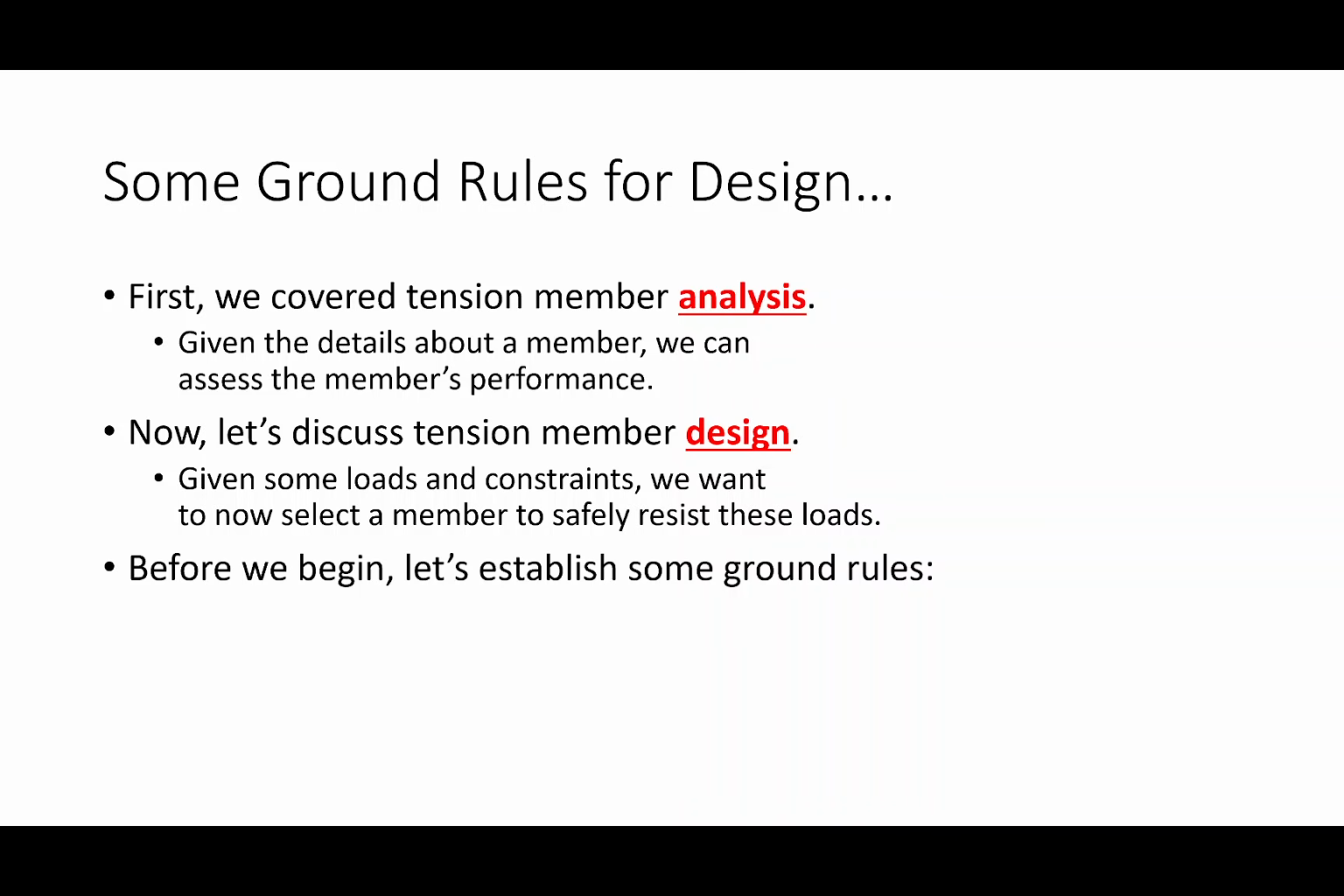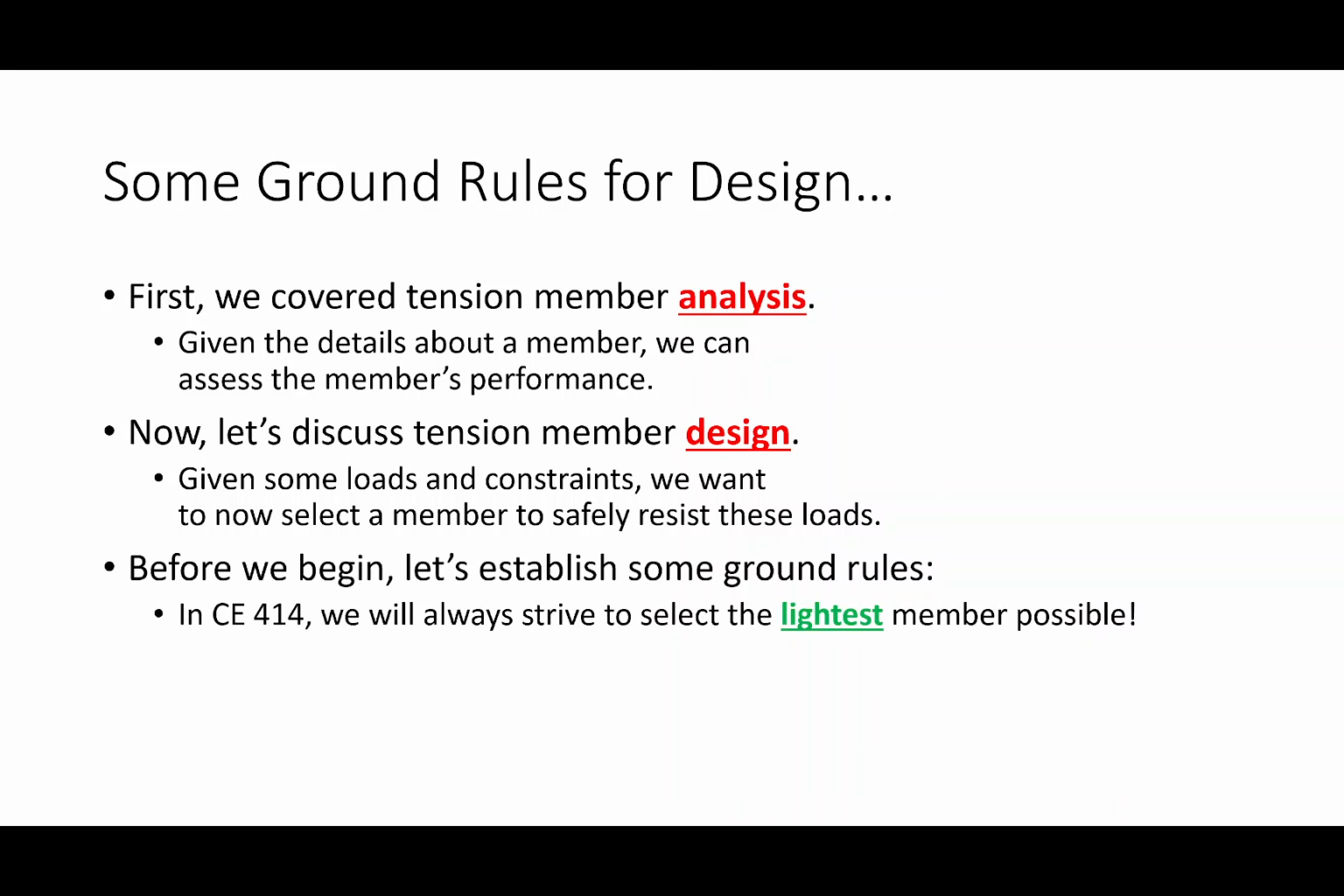Before we do that, let's establish some ground rules. So, in this class, we will always select the lightest member possible. And I want to be clear that generally that's the case in the real world, that if you were given a problem between two choices, you select the one that's lightest. That may not always be the case in a real world structure, so I'll give you an example of what I mean.